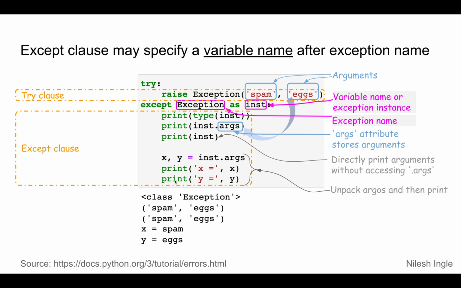Furthermore, we can unpack the information inside of the args by typing x, y is equal to instance dot args, and then we can individually print the values of x and y as we see here. So the takeaway message from this slide is that we can use a variable name or an exception instance for referring to a particular exception that is inside of the except clause.